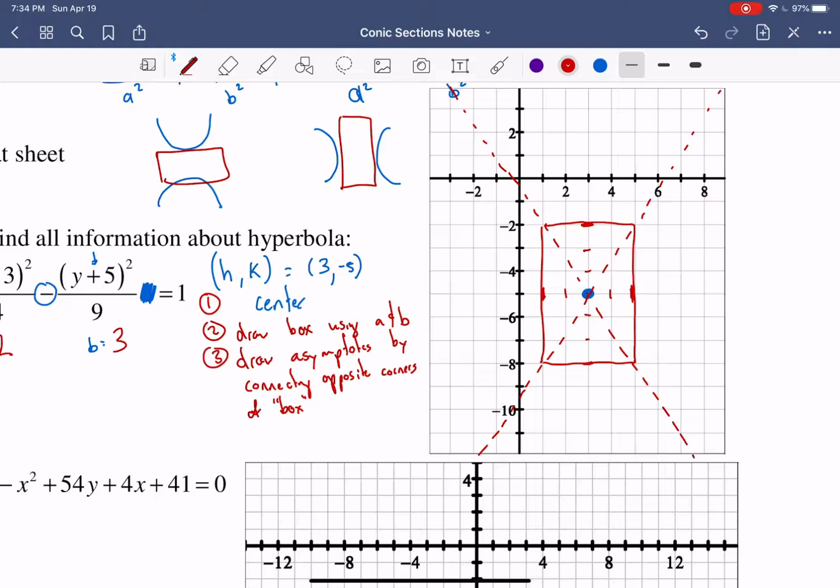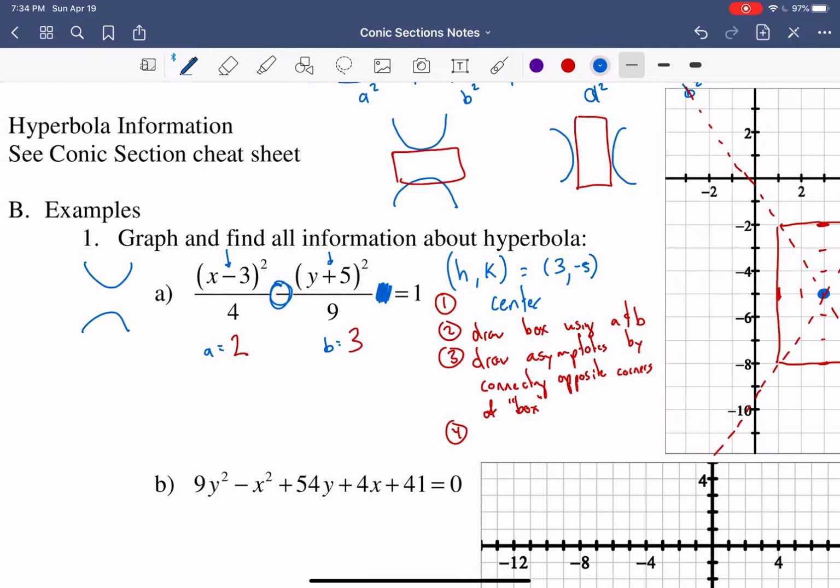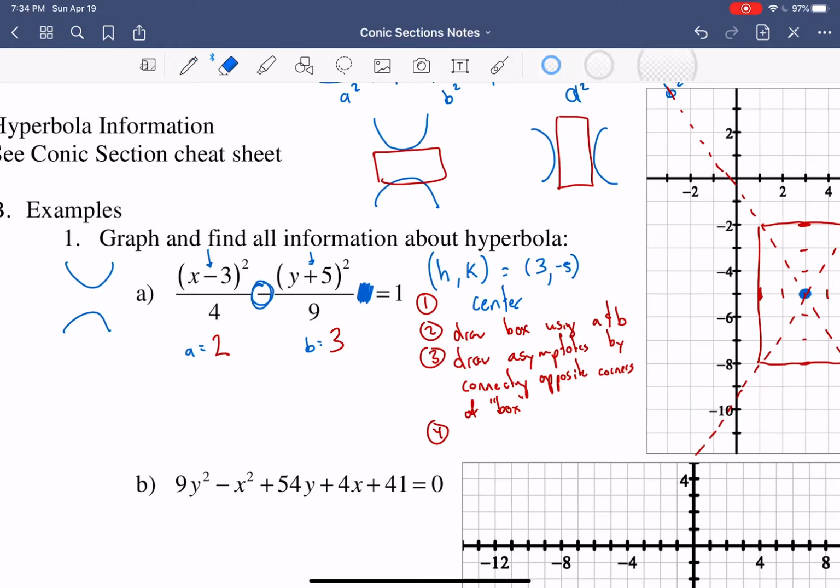All right, there's our second asymptote. So now step 4 is going to be actually drawing our hyperbola. So first thing we do is we need to decide which way it opens. We said we have the negative in front of the y, which I don't know why I said up and down, that's not right.